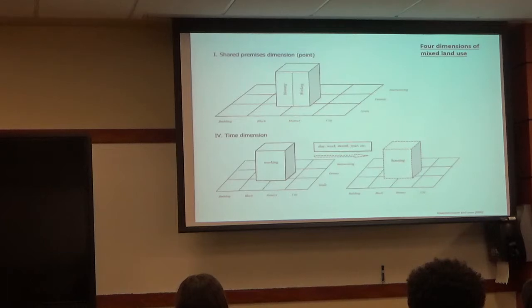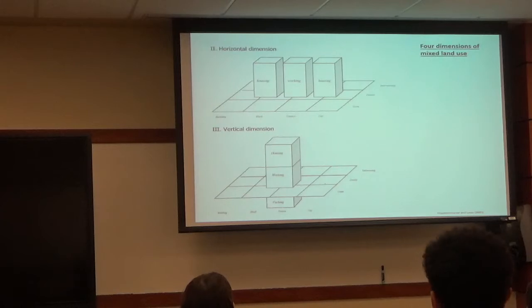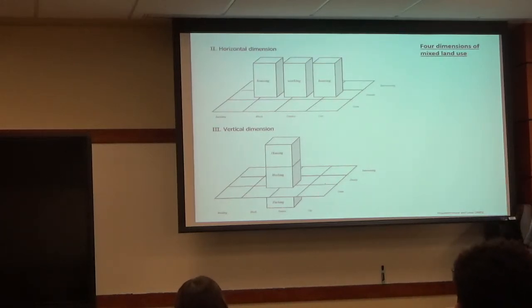We actually differentiate between land uses in mixed use and the risk factor. You can have the shared premises in one. You can now have a time dimension. I'm missing my number 3. Here we go. And the important part to differentiate is horizontal and vertical.